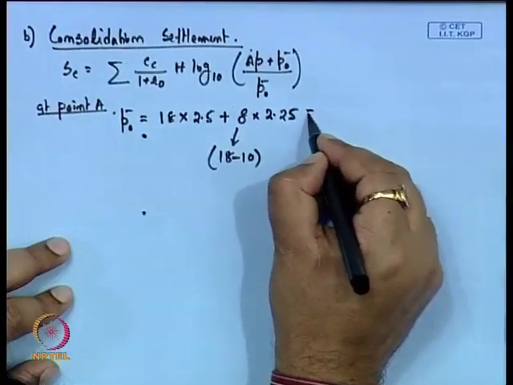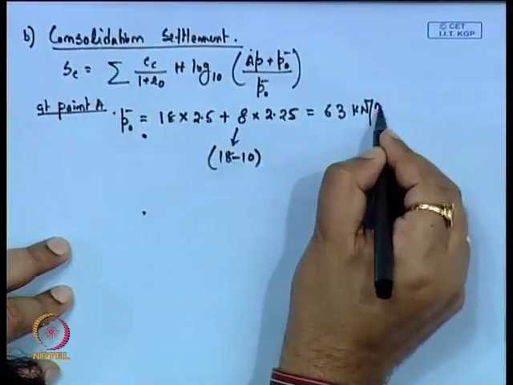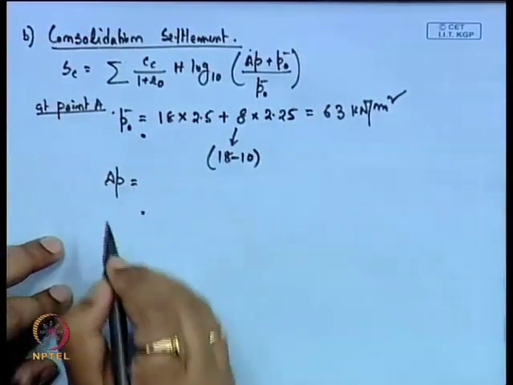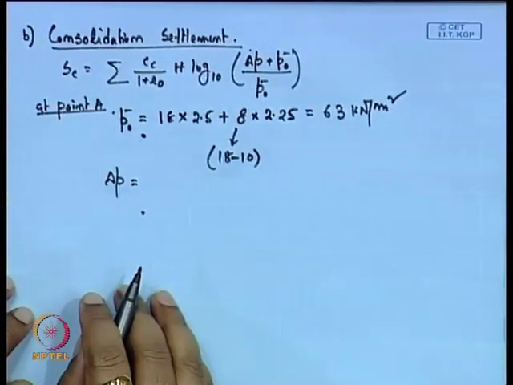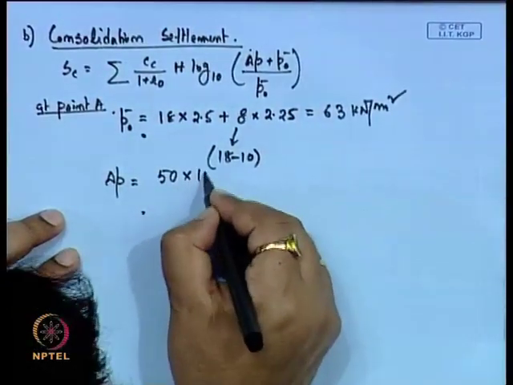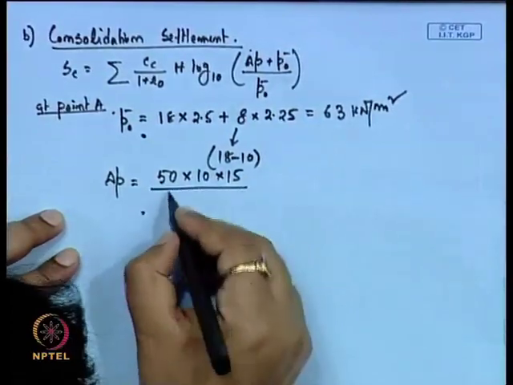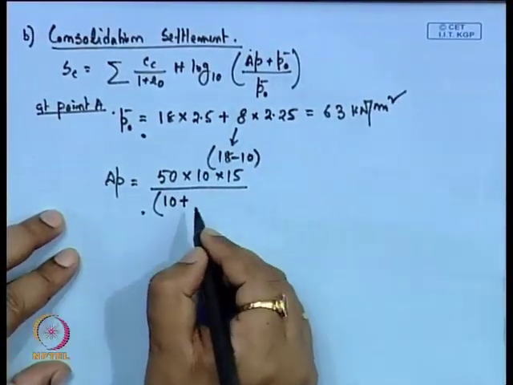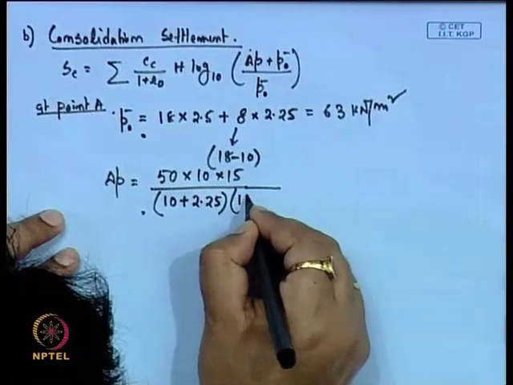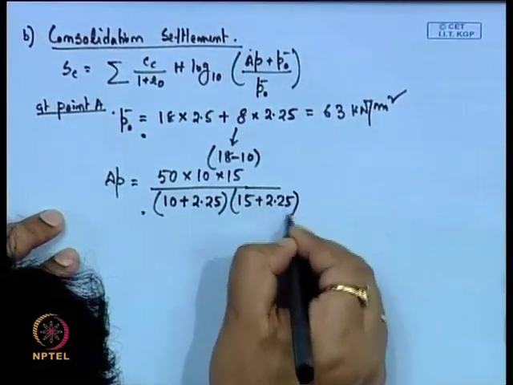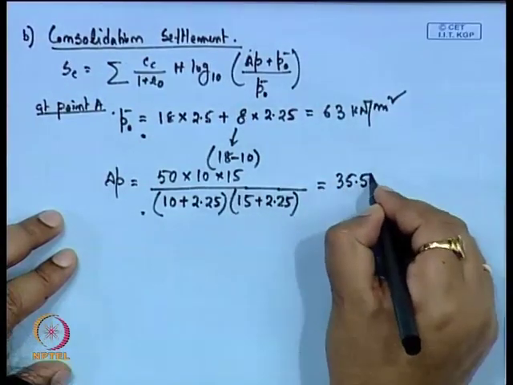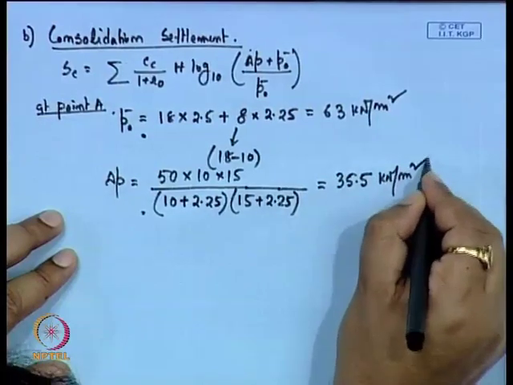So, this value comes to 63 kilonewton per meter square. Similarly, del P, if I consider the 2:1 dispersion of the load, will be 50 into 10 into 15 divided by (10 plus z) into (15 plus z), where z is 2.25. So the del P value comes to 35.5 kilonewton per meter square.